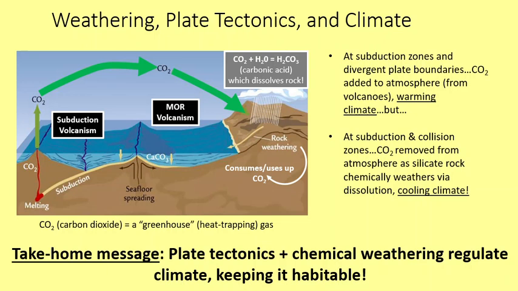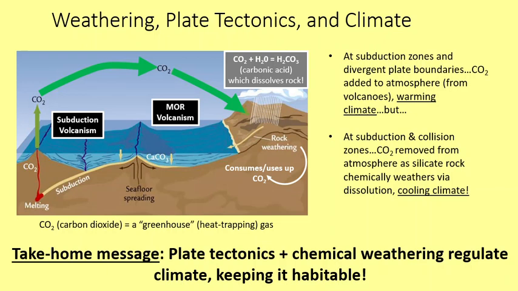Okay, well, I wanted to just close out this chapter by talking to you a little bit about the relationship between weathering, plate tectonics, and climate. So what you're looking at in the diagram there is a simple plate tectonic diagram. And you'll notice on the left-hand side of the diagram, there's a subduction zone. In the middle of the diagram, there's a divergent plate boundary. And then on the right-hand side of the diagram, there are some mountains.